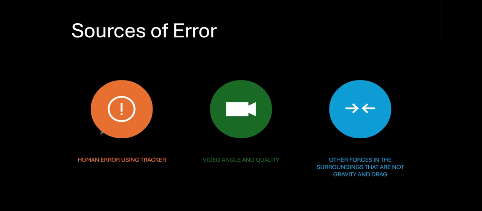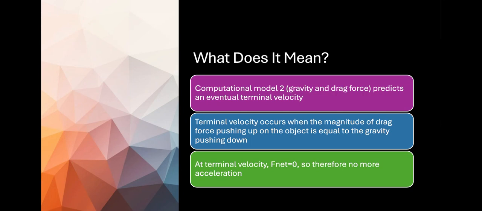So some sources of error in the experiment include human error, video angle inequality, and then also other forces in the surroundings that are not gravity and drag that we did not account for in our computational models.